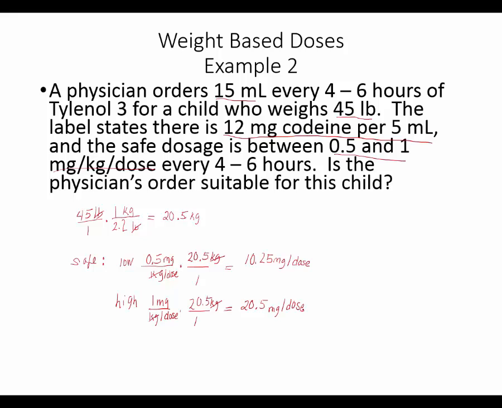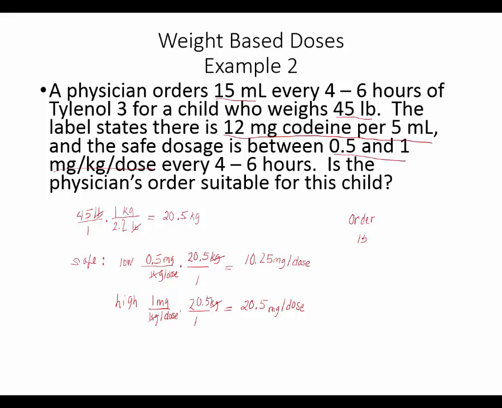Now be very careful with the labels. The order is in milliliters, but the safe range is in milligrams. So those are not like labels, and I cannot make a decision yet. Because even though 15 is between 10 and 20, 15 is in a different label, so it's a totally different quantity. I want to know what the order is in milligrams so that I can make the comparison.